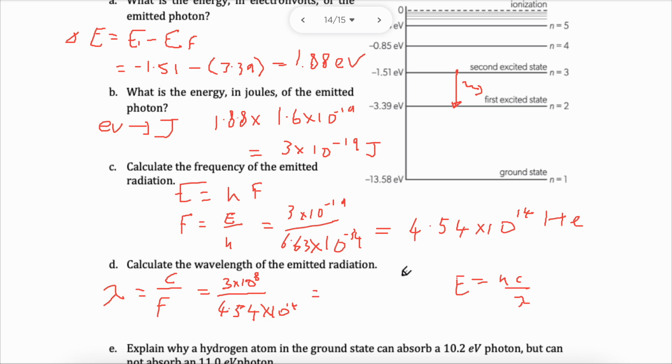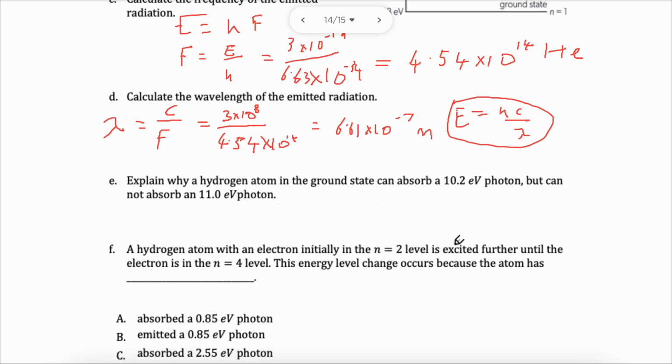Now, sticking that into my calculator, I will do 3 times 10 to the power of 8 divided by my answer, and I will get 6.61 times 10 to the minus 7 meters. So that is the final answer.